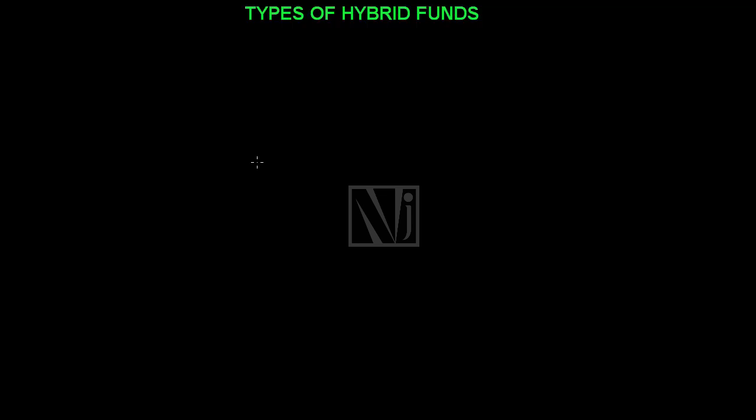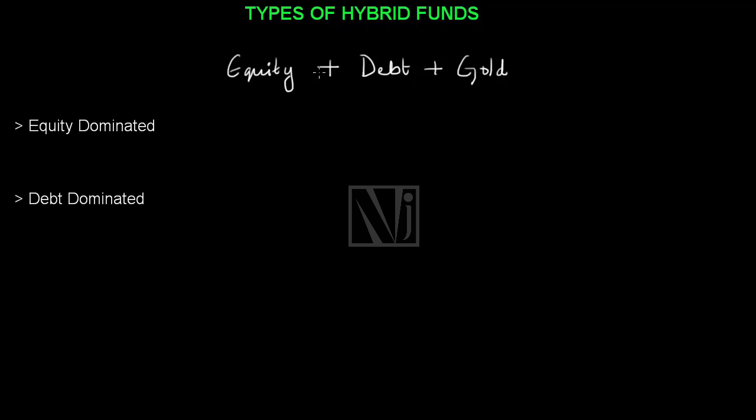Moving on to our next topic, types of hybrid funds. The best of both worlds, equity and debt, make hybrid funds. And in some cases, it may also comprise gold. The percentage allocation to each asset depends upon the investment objective of the scheme. A hybrid fund can be either equity dominated or debt dominated.